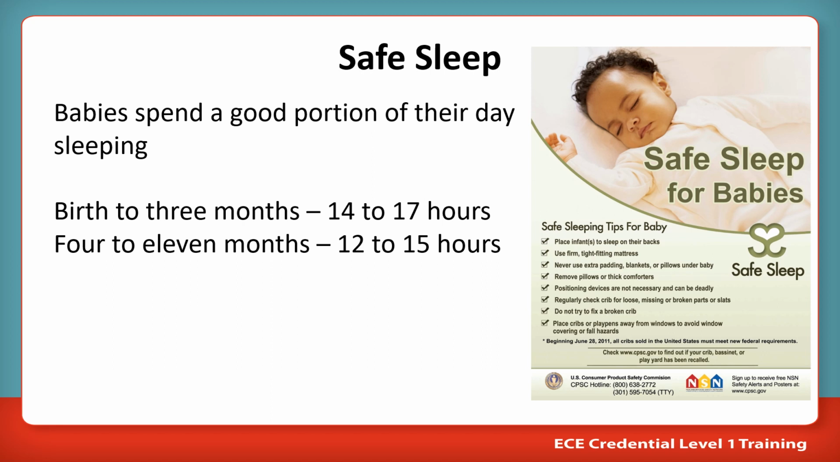safely. First and foremost, we always want to put a baby on their back. We want to use a firm, tight-fitting mattress. We never want to use extra padding, blankets, or pillows under the baby. We want to make sure that we remove pillows, bumpers, and comforters. We want to make sure that we don't use positioning devices. We want to regularly check the crib to make sure it doesn't have any missing or broken parts. We don't want to fix a crib that breaks. And we want to make sure that we place cribs and playpens away from windows so we don't have window covering or falling out the window hazards.